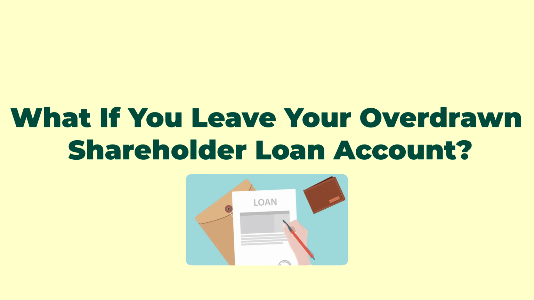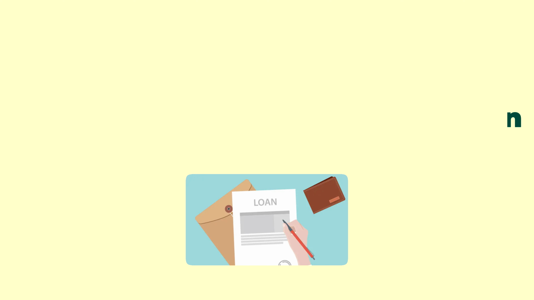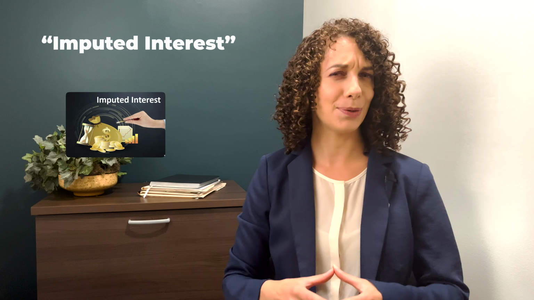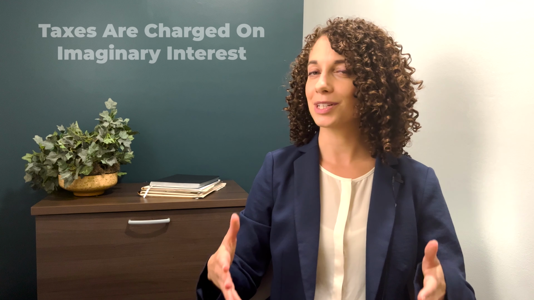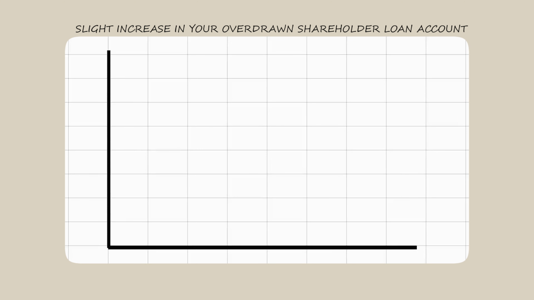What if you leave your overdrawn shareholder loan account? If you decide you don't want to clear up your shareholder loan account, things can get a little messy with the CRA. The first year you leave your overdrawn shareholder loan account, the CRA requires you to charge imputed interest to yourself. This means your corporation records interest income at rates predetermined by the CRA. Your corporation must then pay taxes on this imaginary interest. You also experience a slight increase in your overdrawn shareholder loan account because the CRA expects you to consider this as money owed to the corporation.